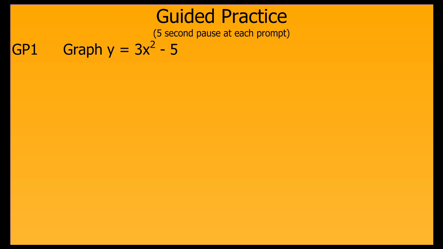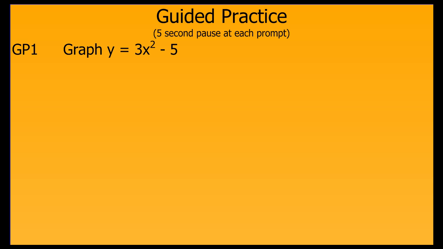Now for our guided practice section. We're going to work through some problems together. You do not need to write down these problems, just step through them with me. At each step I'm going to prompt you the question you should be asking yourself. Then I'll pause for about 5 seconds for you to think about it and answer it for yourself. Then I'll show you. So for this problem, our first question is, what are we trying to do here?